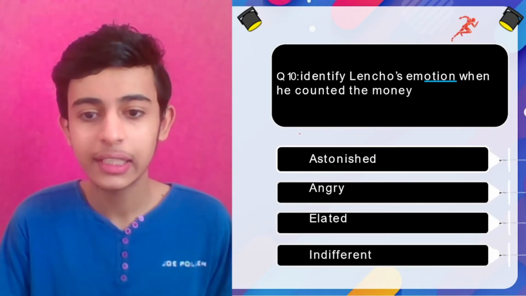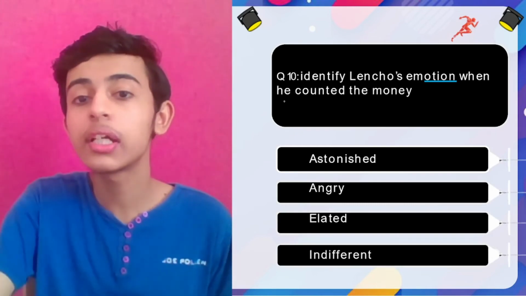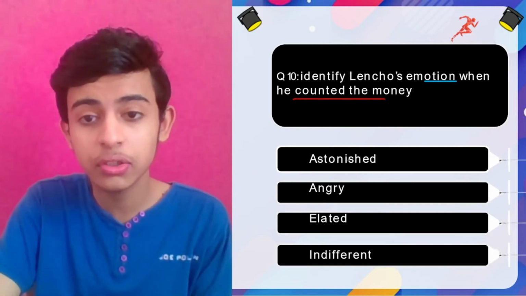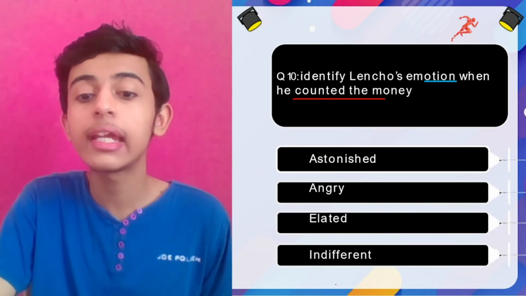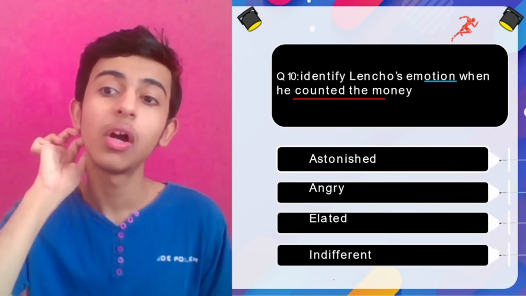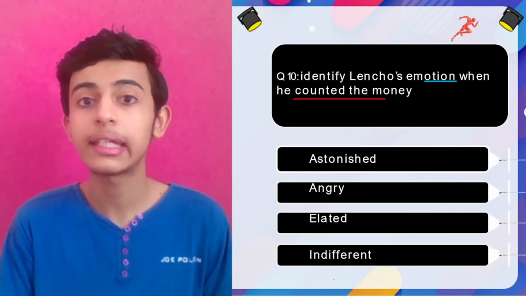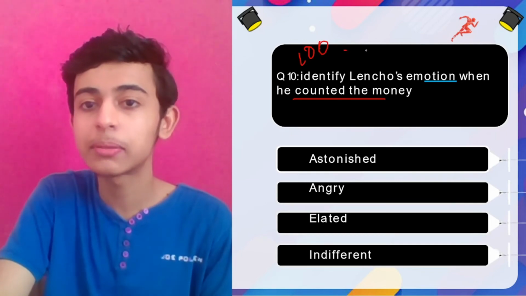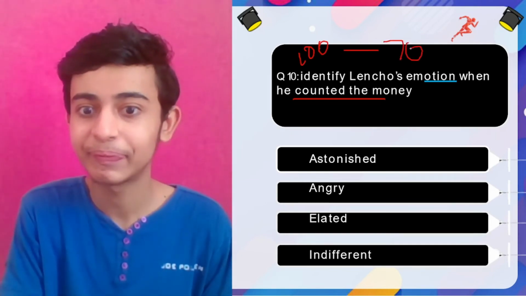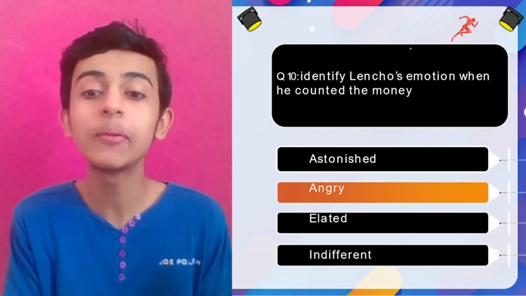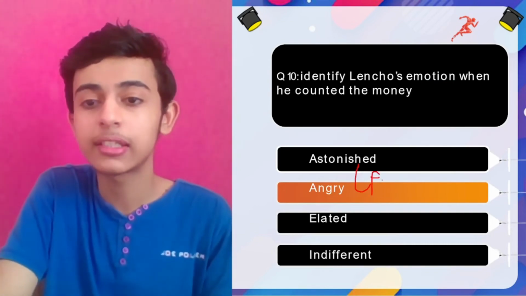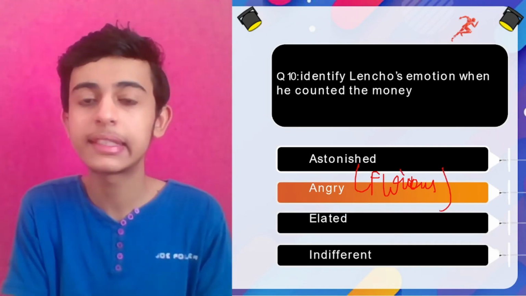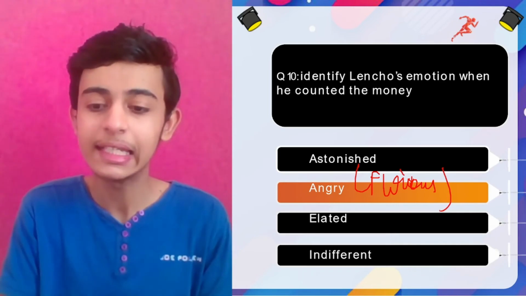Last question for today. Identify Lencho's emotion when he counted the money. What was his emotion? Was he astonished, angry, elated, or indifferent? What do you think? What was his emotion while counting the money? Just think what exactly happened when he demanded 100 pesos but only 70 reached him. Your time's up. Definitely he was angry. He was furious, you can say, during that time. Frustrated because he knew that God couldn't make a mistake. It means the postmaster's employees would have taken it.